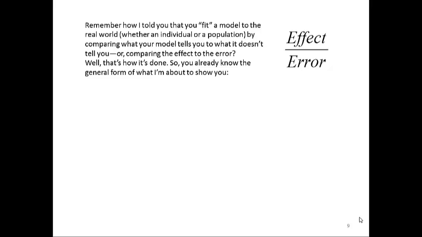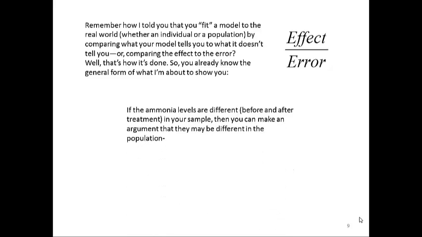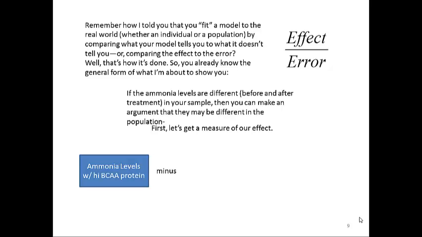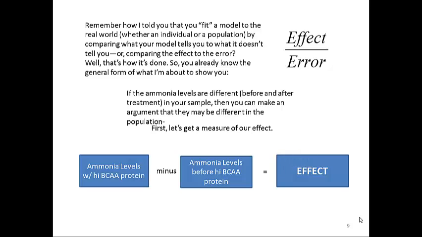You already know the general form of what I'm about to show you from our previous PowerPoint presentation. If the ammonia levels are different before and after treatment in your sample, then you can make an argument that they may be different in the population. Let's get a measure of our effect. We take the ammonia levels in patients who have consumed a diet high in branched-chain amino acids, and we subtract the baseline ammonia levels. And that gives us our effect size. Our effect. But we still need an estimate of our error.